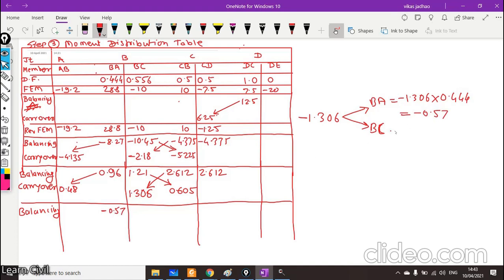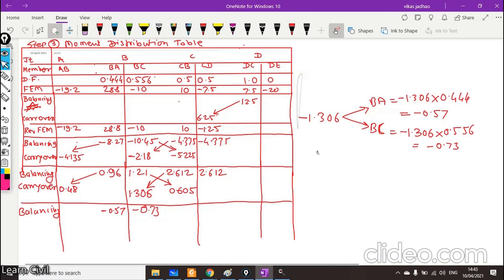Similarly for BC, it will be minus 1.306 multiplied by distribution factor, that is 0.556. So this is equal to minus 0.73, so write down minus 0.73 here.